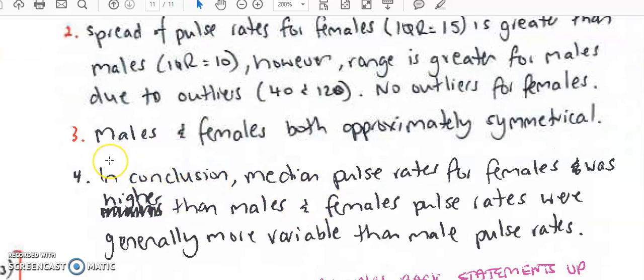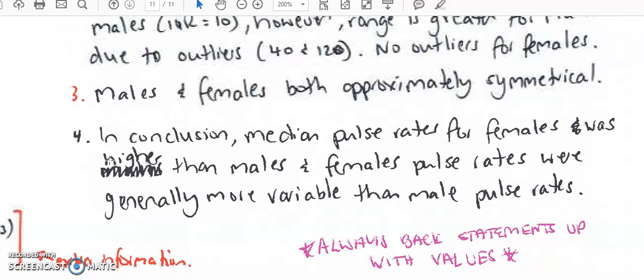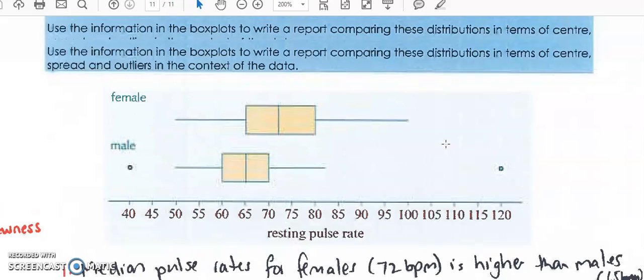And so, a conclusion. In conclusion, median pulse rates for females was higher than males, and female pulse rates were generally more variable than male pulse rates. It's good to always back up these statements with values. So in conclusion, median, put a comma, what the median value is. Pulse rates for females was higher than males, in brackets, put what the median pulse rate was for males. That is all you have to do for the conclusion for this example.